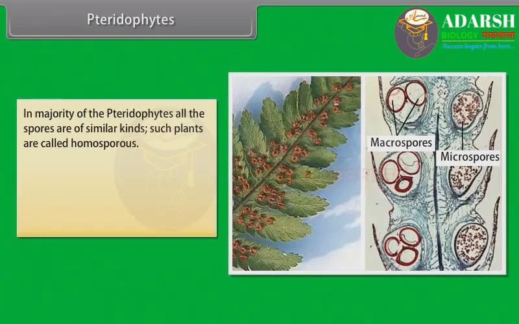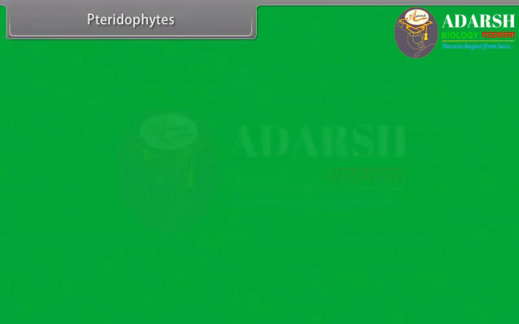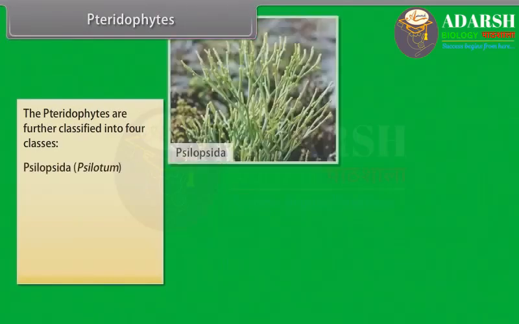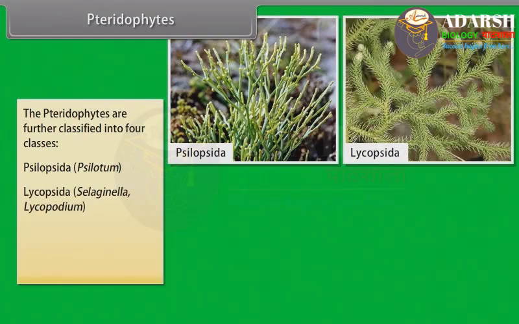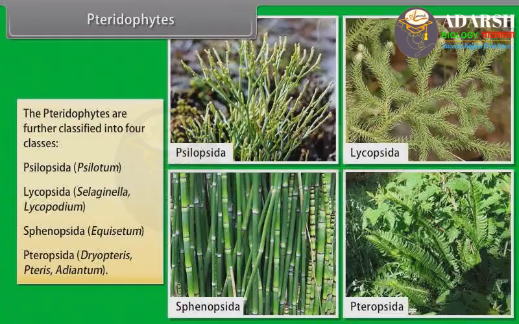In the majority of the pteridophytes, all the spores are of similar kinds. Such plants are called homosporous. Genera like Selaginella and Salvinia, which produce two kinds of spores, macro and microspores, are known as heterosporous. The pteridophytes are further classified into four classes: Psilopsida, Psilotum; Lycopsida, Selaginella, Lycopodium; Sphenopsida, Equisetum; Pteropsida, Dryopteris, Pteris, Adiantum.